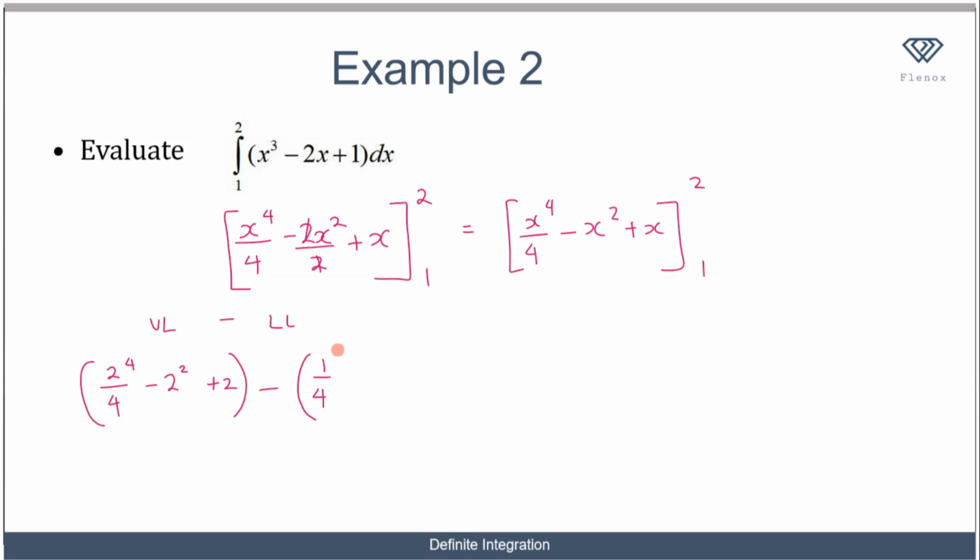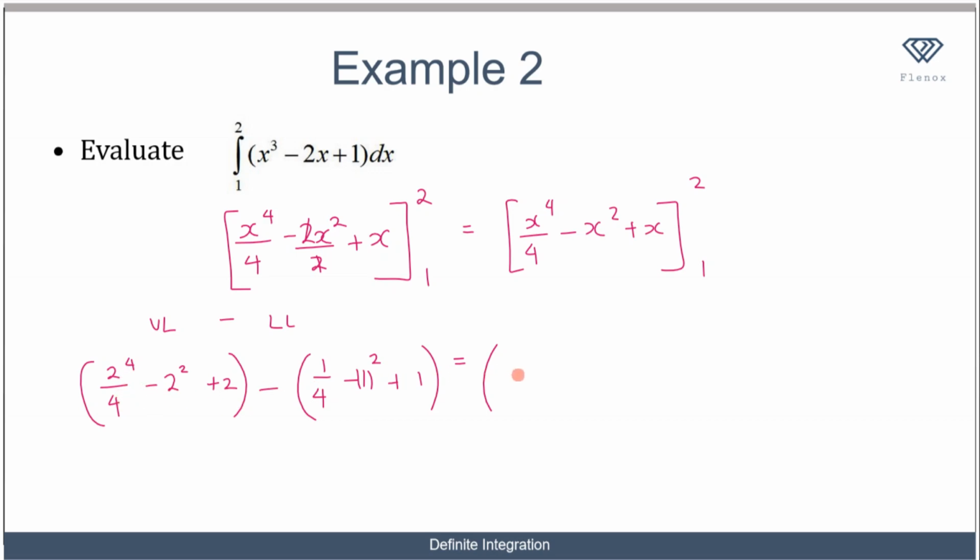1 over 4. Then this becomes what? Minus 1. And this becomes what? Minus 1 squared. And this becomes what? Plus 1. So very straightforward. And what do we have? This becomes what? 2 to the power of 4 is 16 over 4.